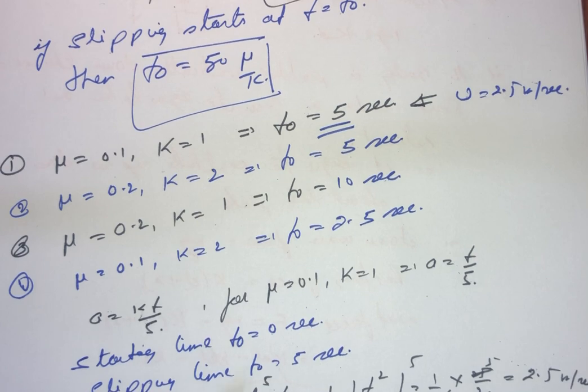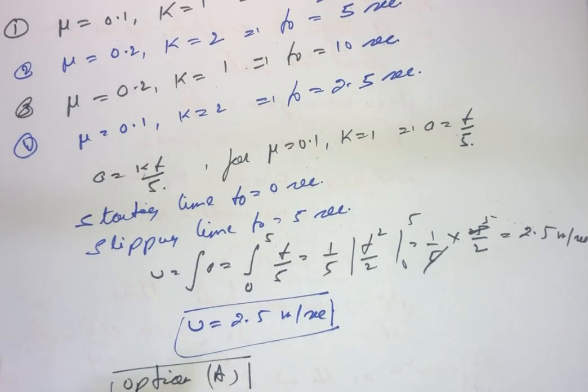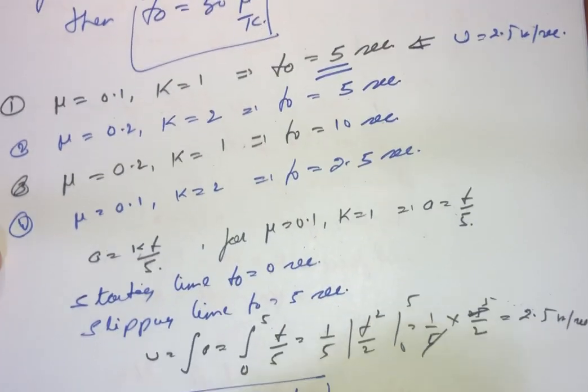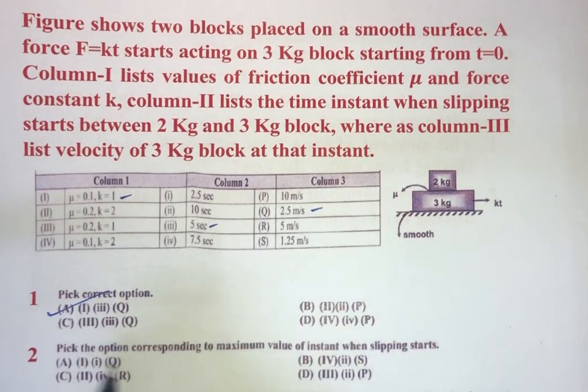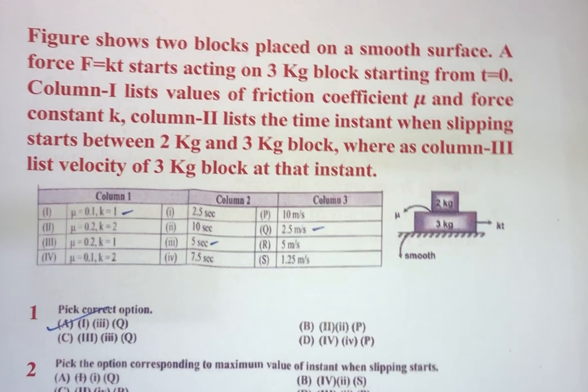So this is our option A. Option A is the correct option. Now in the second part, pick the option corresponding to the maximum value of the instant when the slipping starts. We are going to find the maximum value of the instant when the slipping is going to start.